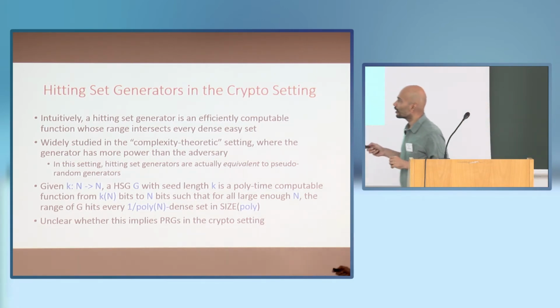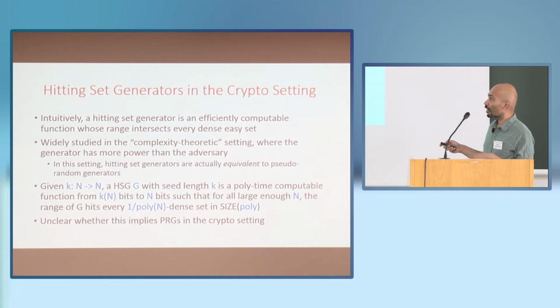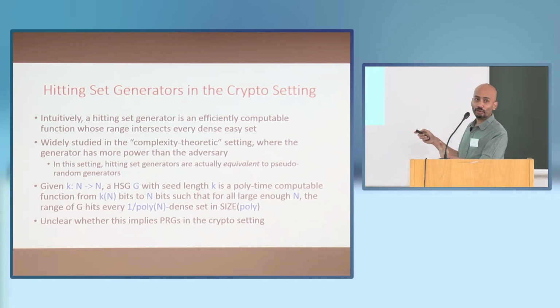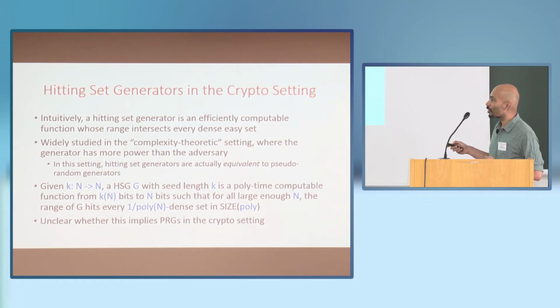Yes, exactly. And in this setting where the generator has exponential power in the seed length, hitting set generators are actually equivalent to pseudorandom generators, because hitting set generators imply hard functions in linear exponential time, and from hard functions in linear exponential time, you can get pseudorandomness. So that's a proof of equivalence.